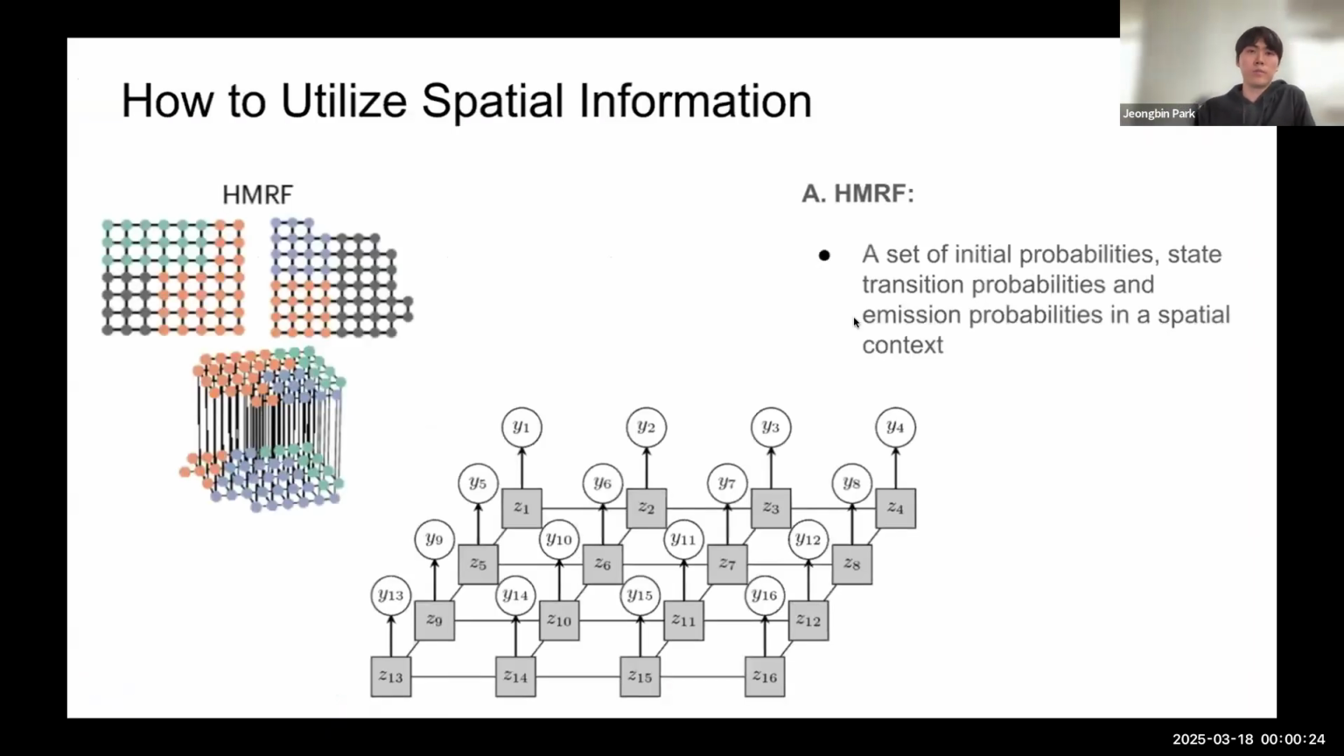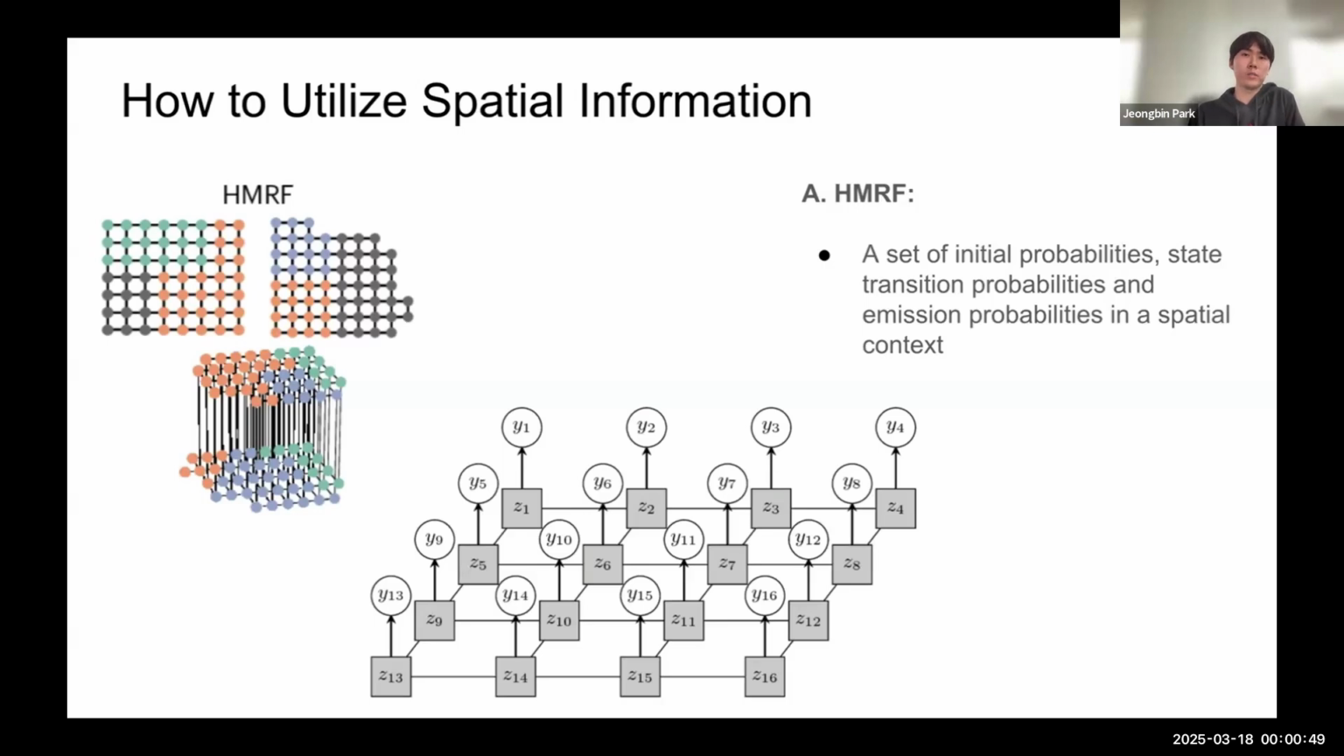So there are a number of approaches to utilize the spatial information. When it comes to spatial transcriptomics, we should always think of what is the difference between the spatial omics data against the single cell omics data. And there are a number of approaches to deal with spatial information to make better research or to make novel research. The first example is HMRF.